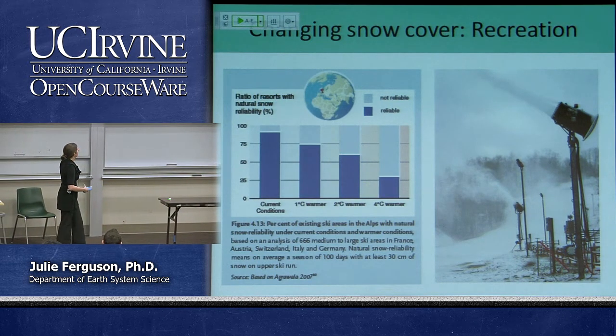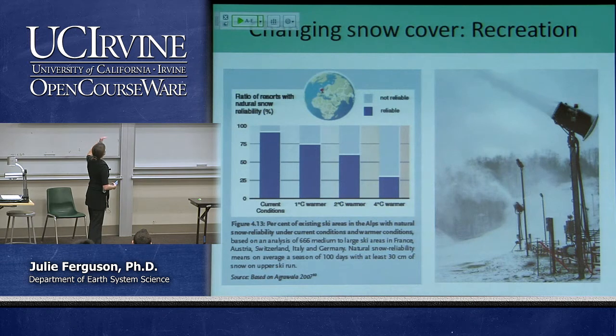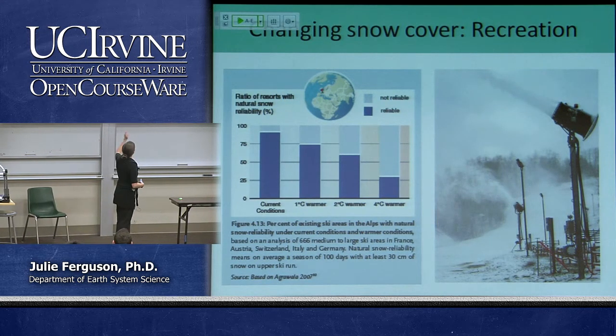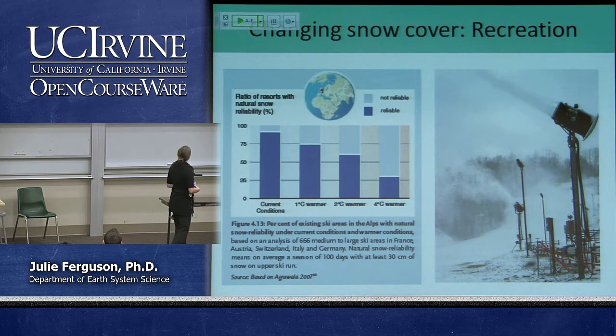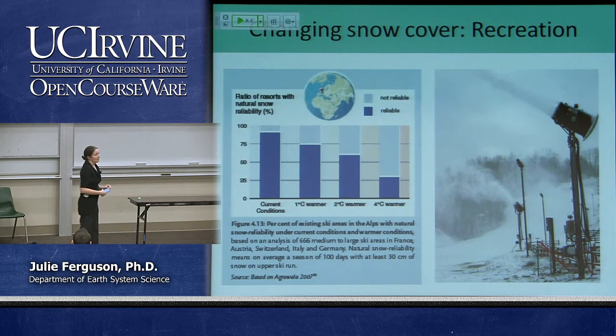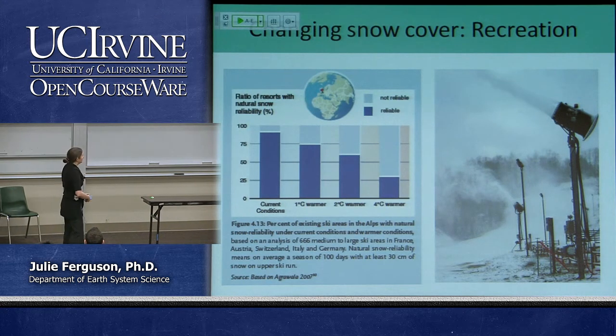So this graph shows you how reliable natural snow will be. Under current conditions, maybe 80–90% of the time we have natural snow, and our resorts in the Alps in Europe are able to operate. And you can see the difference then. If we get 1 degree warmer, we lose another 10% or so. 2 degrees warmer, we're down to maybe 60% of the time we'll have natural snow. By the time we get to 4 degrees warmer, we're at maybe 25–30% of the time. And especially for the lower resorts, that really does spell the end for them.